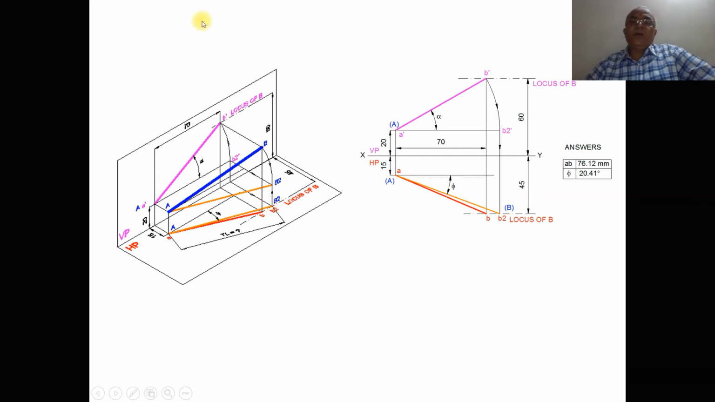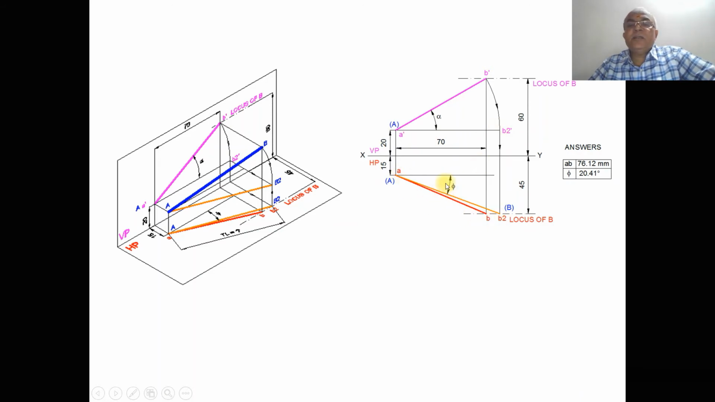When you are doing it in orthographic view, with A dash as center, taking the radius of A dash B dash, you rotate it such that both A dash and B2 dash are above HP by 20 mm. Since it is parallel to HP, you get the true length in HP. Draw the projector from B2 dash to the locus of B in the top view, then join AB2. Since this line is parallel to HP, you get the true length in HP.